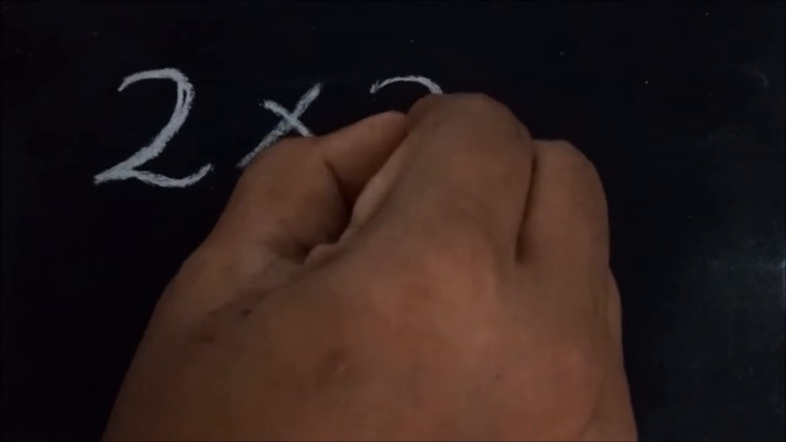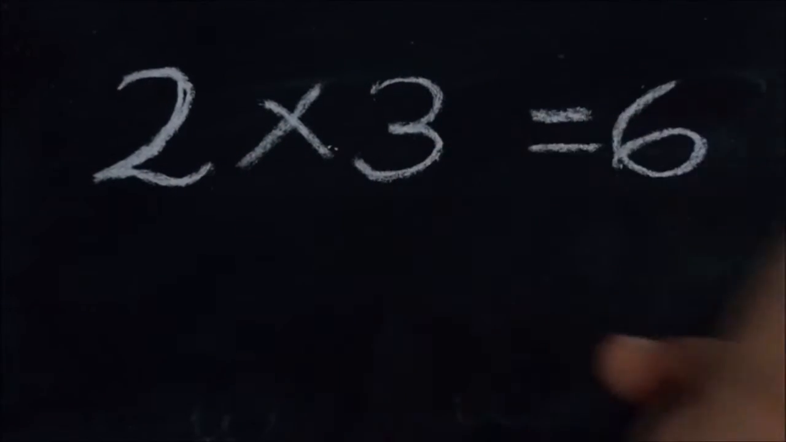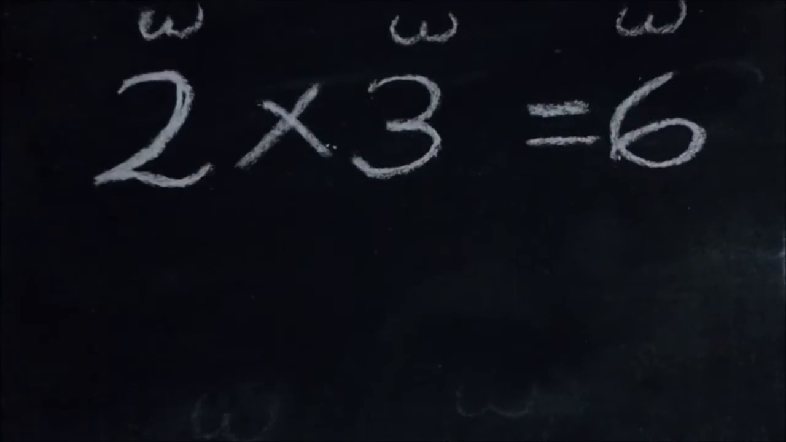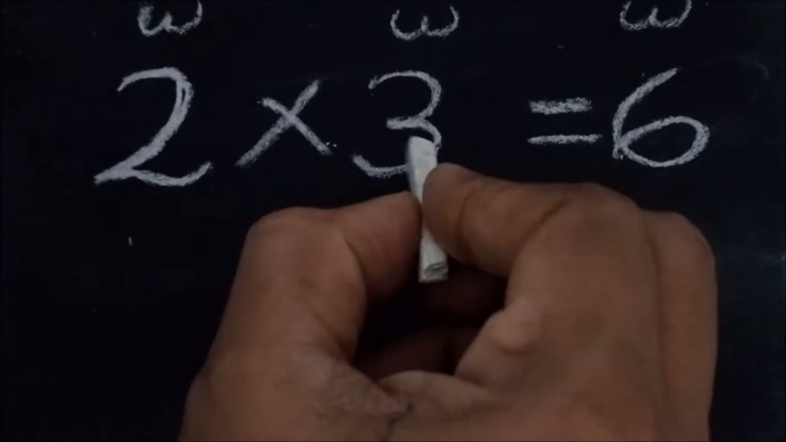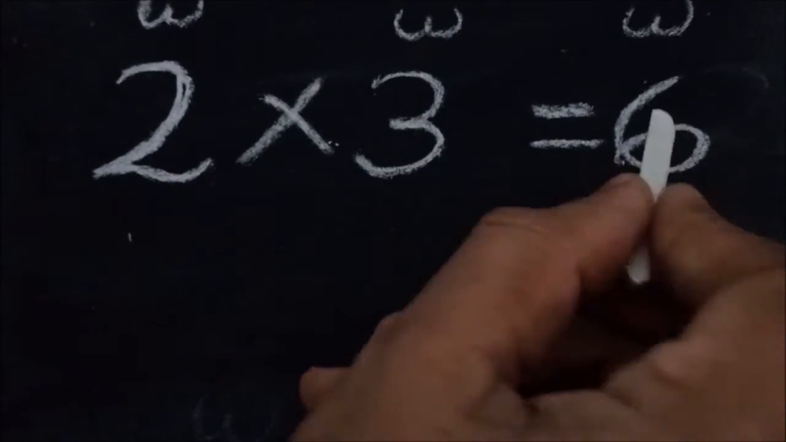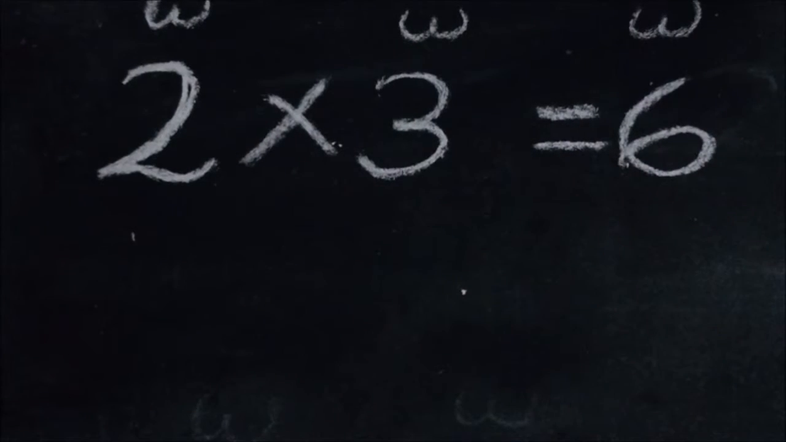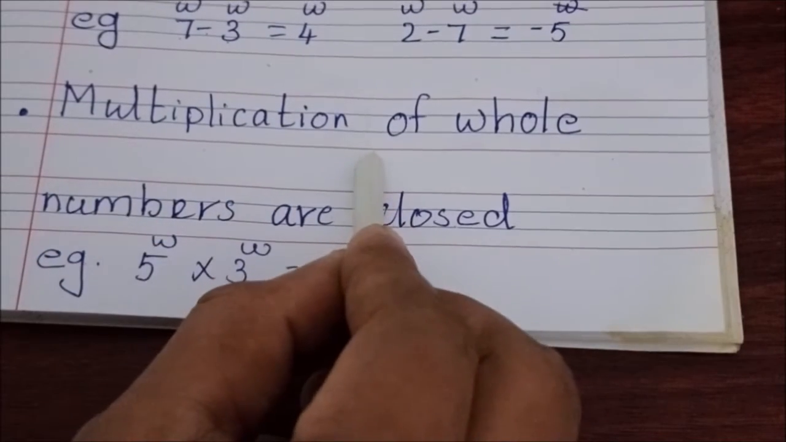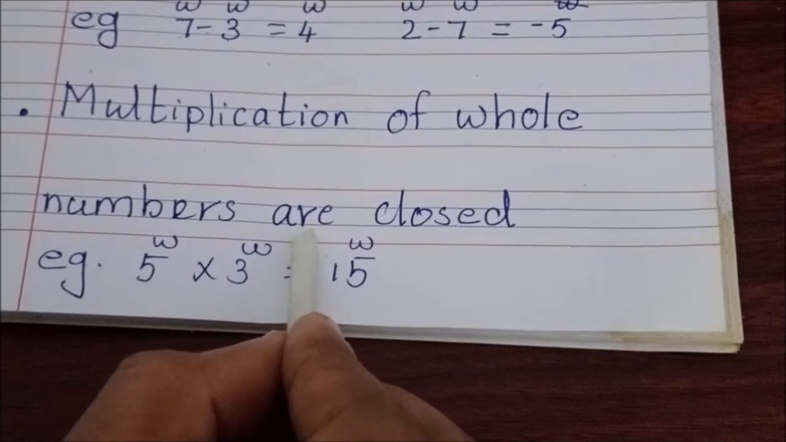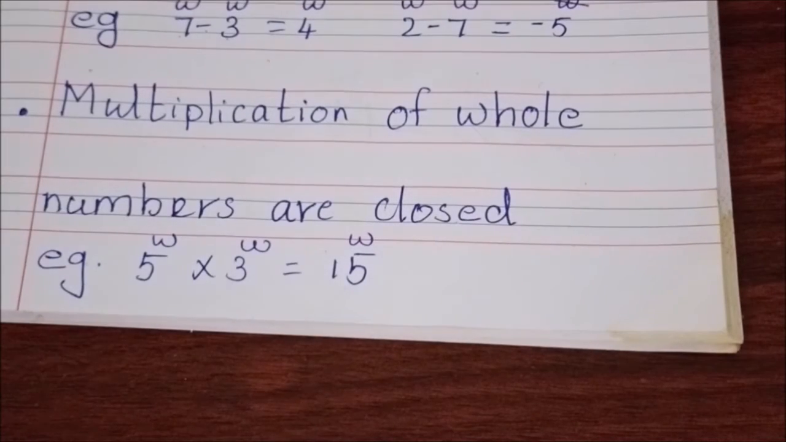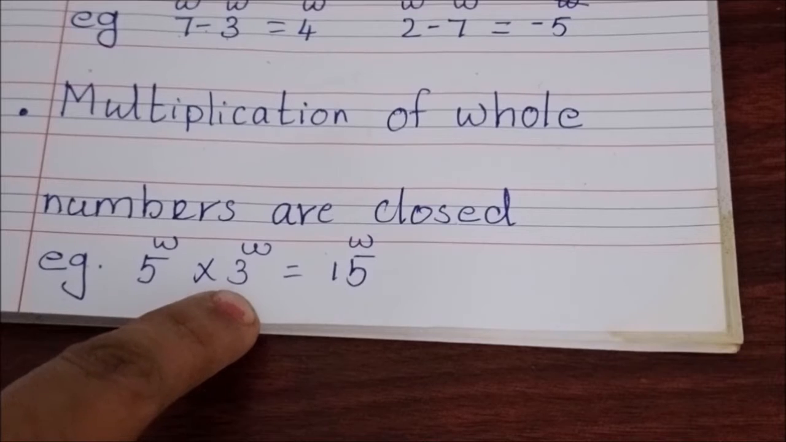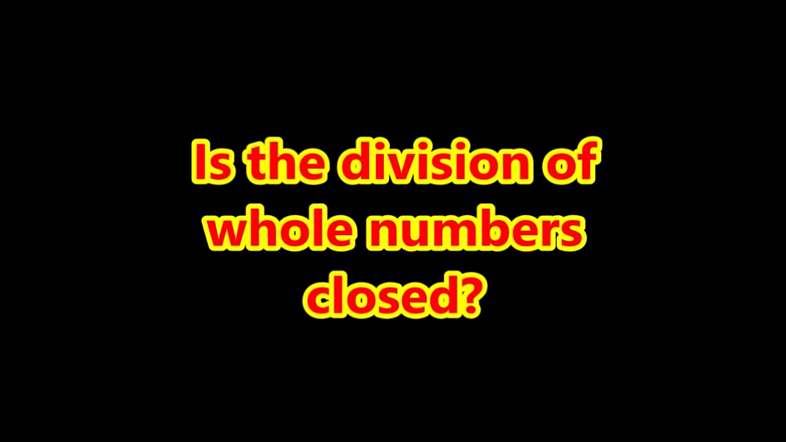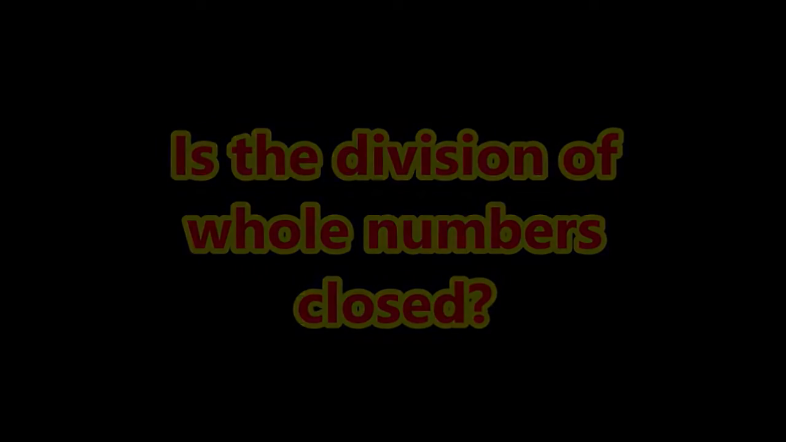2 times 3 is equal to 6. 2 is a whole number, 3 is a whole number, 6 is a whole number. You take any whole numbers, then multiply and the product will be another whole number. Got it? Which means multiplication of whole numbers is closed. Got it? 5 times 3 is equal to 15. Now we will see whether the division of whole numbers is closed or not.